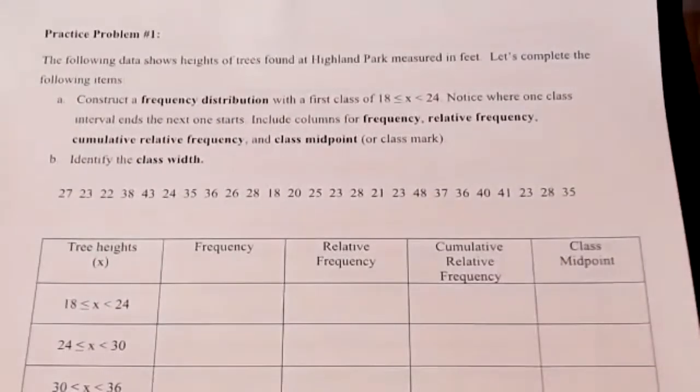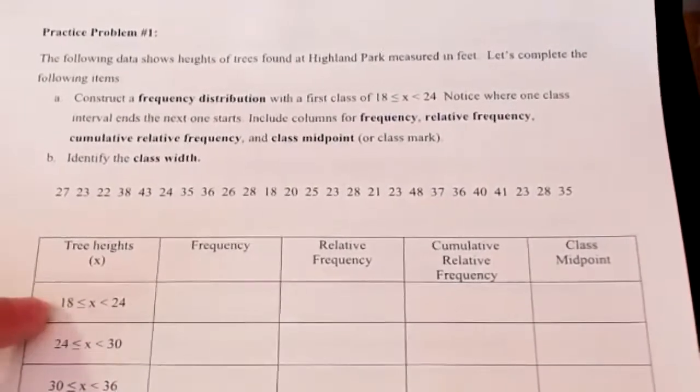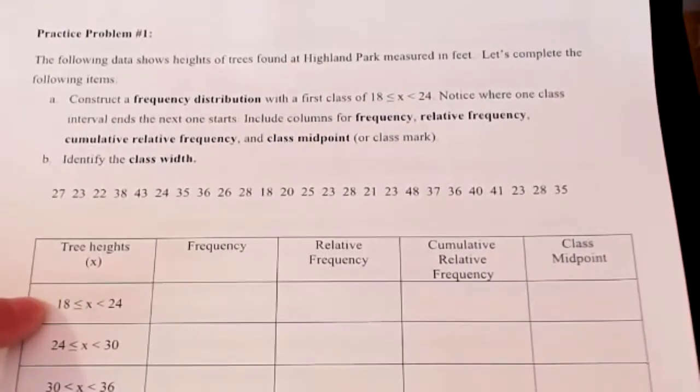Practice problem number 1. The following data shows heights of trees found at Highland Park measured in feet. Let's complete the following items. For part A, we're going to start by constructing a frequency distribution with a first class of 18 is less than or equal to X, which is less than 24. Check it out. I've written out the first class here.